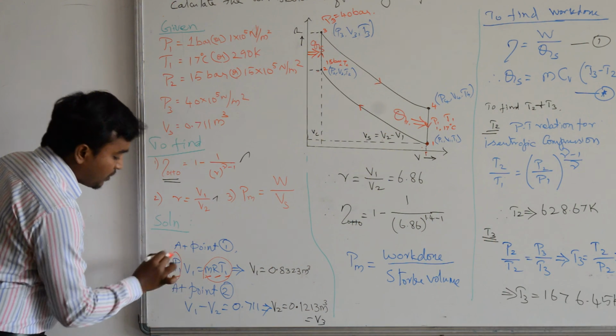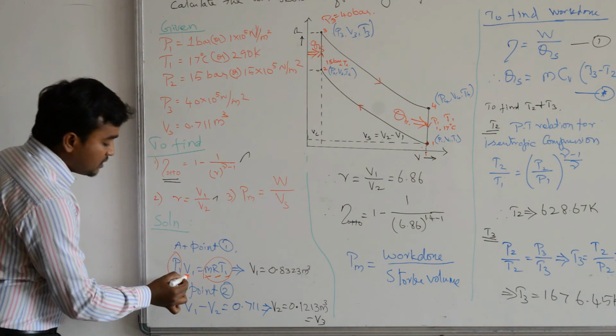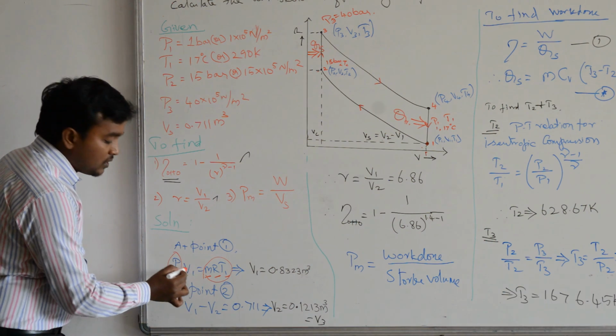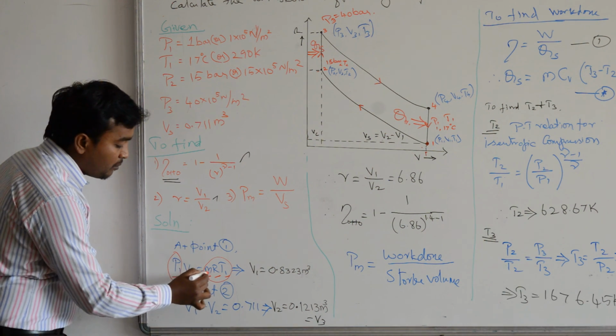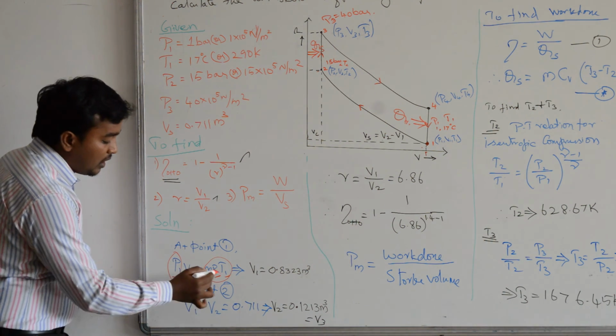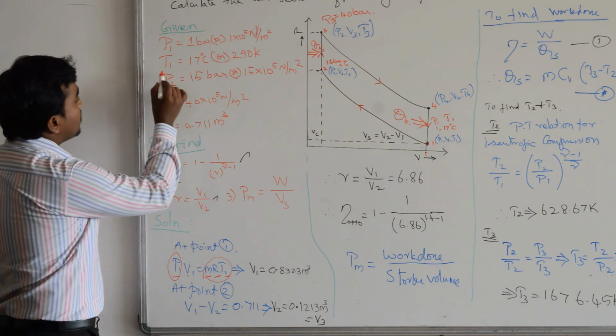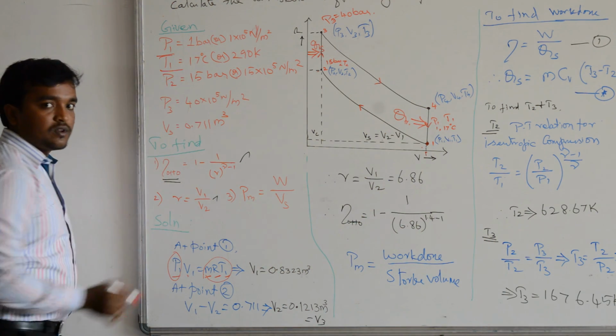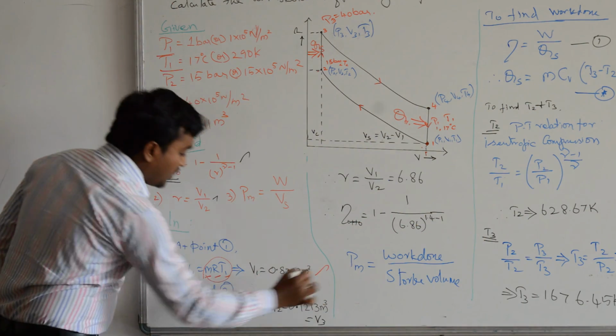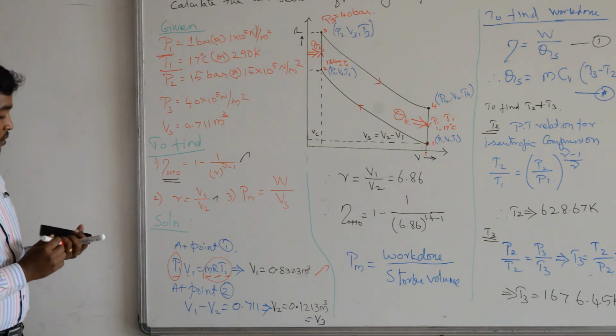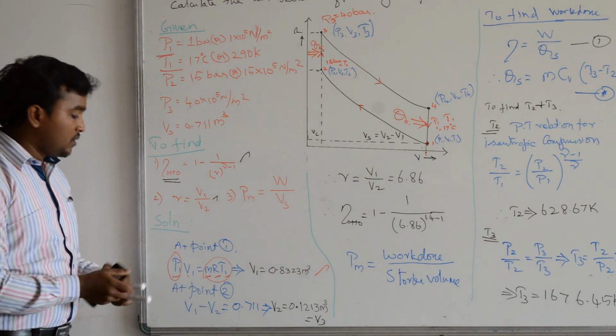MRT and P1 value. Now we easily find the V1 value. To find the V1, MRT1 divided by P1. All the P1 and T1 values we have. So the V1 value is found. Then at point 2 we find the V2 value.